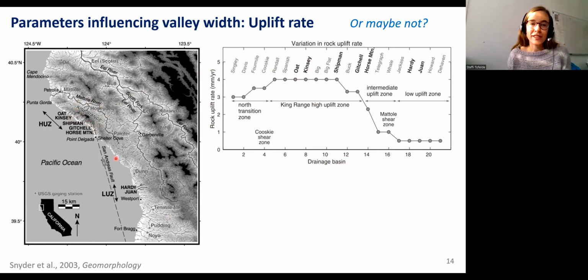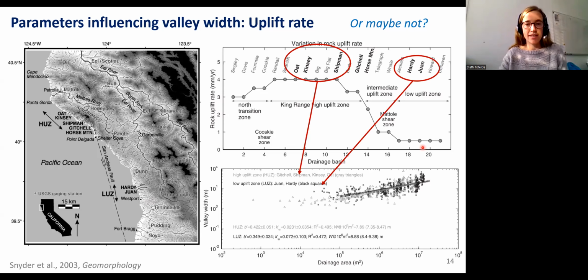But then in comparison, if we go down here to the catchments called Hardy and Juan, here the uplift rate is pretty low, about 0.5 millimeters per year. So what they did is they grouped the catchments in the low uplift rate zone and the high uplift rate zone, and then they also measured valley width against upstream drainage area. And it's maybe a bit hard to see, but the gray data points belong to the high uplift rate zone, and the black data points belong to the low uplift rate zone.